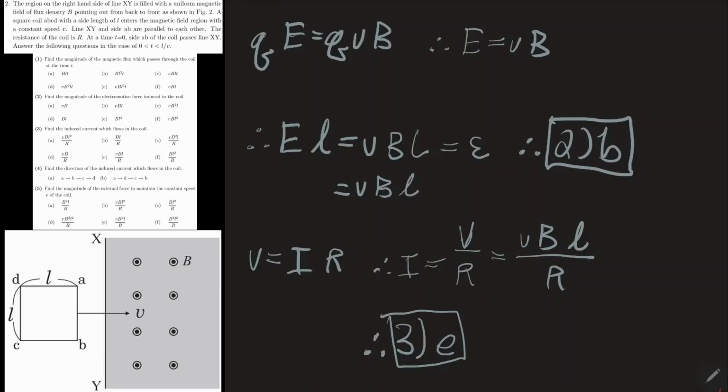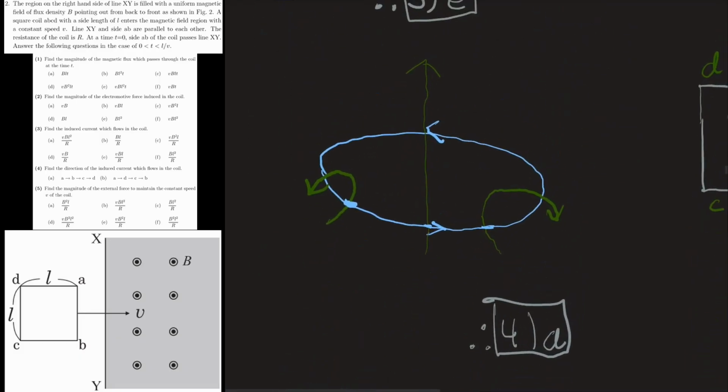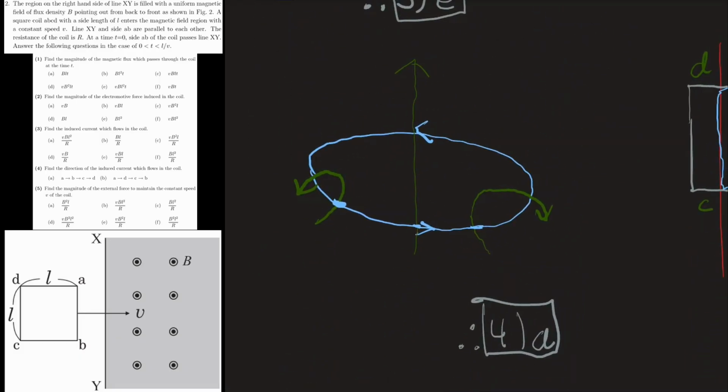Next is part 4, which says, find the direction of the induced current which flows through the coil. For this, you need to know the right-hand rule. What you do is you take your right hand, point your thumb outwards and curl your other four fingers towards your palm. So it kind of looks like you're giving a thumbs up. Your thumb is the direction of the current, and the direction your other fingers curl is the direction of the induced magnetic field from the wire.